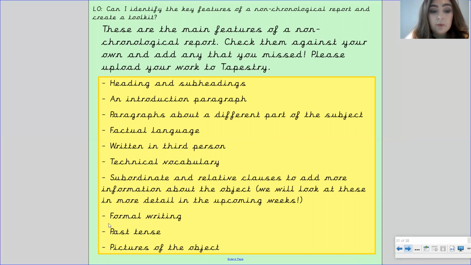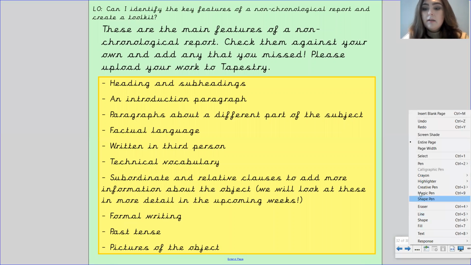We also need to make sure that we've got formal writing, so we are not writing informally. It needs to be written in past tense because we're writing about an invention that was in the past. Some non-chronological reports are written in present tense, but because we're talking about Victorian inventions, which were in the past, then we need to make sure that we are writing in past tense.